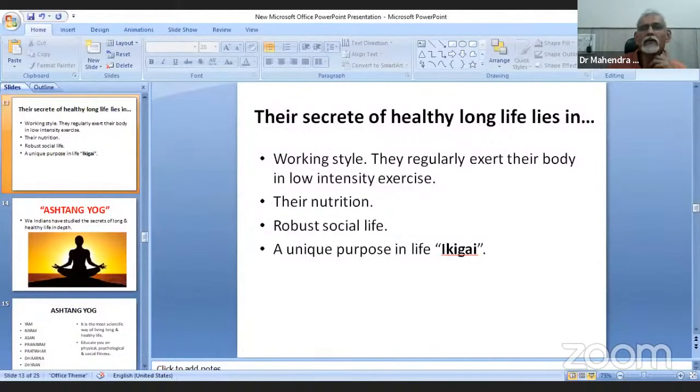Their secret of healthy long life lies in working style. They regularly exert their body in low intensity exercise. Their nutrition, robust social life, and unique purpose in life, Ikigai.